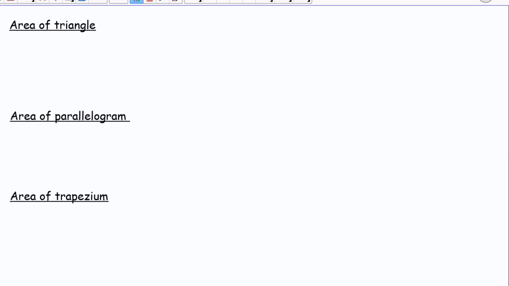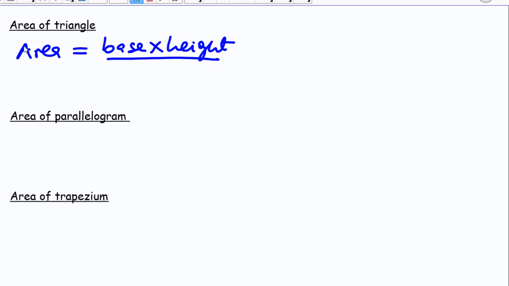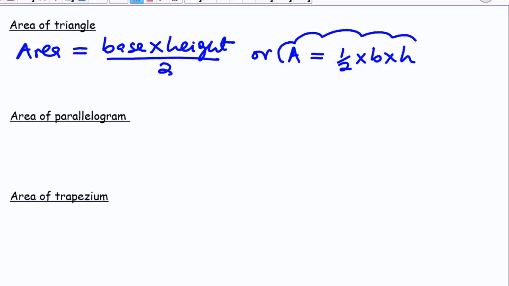So, going back to our notebook, we can say that area of a triangle is equal to base multiplied by the height divided by 2. So we need to identify the base and the height. Or we can say area is equal to a half multiplied by the base multiplied by the height. They all mean the same thing.